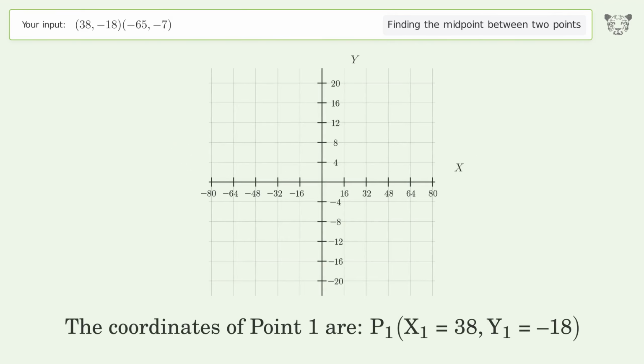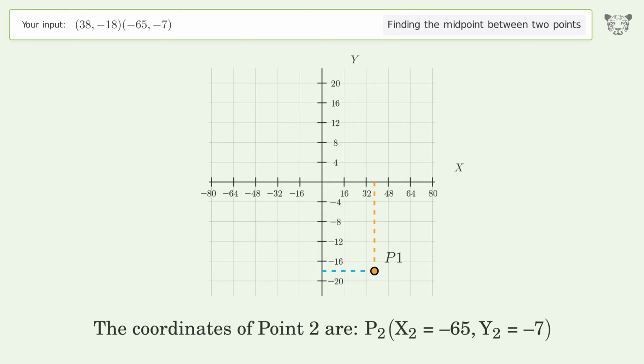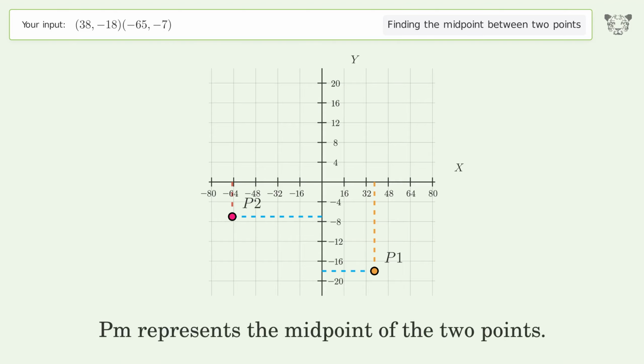The coordinates of point 1 are x1 equals 38, y1 equals -18. The coordinates of point 2 are x2 equals -65, y2 equals -7. PM represents the midpoint of the 2 points.